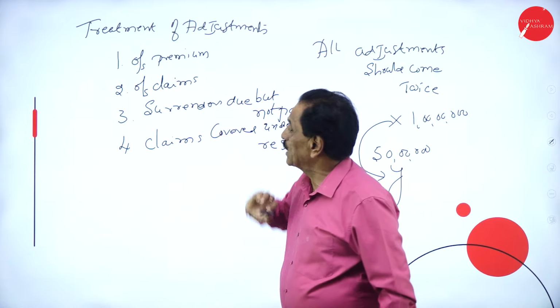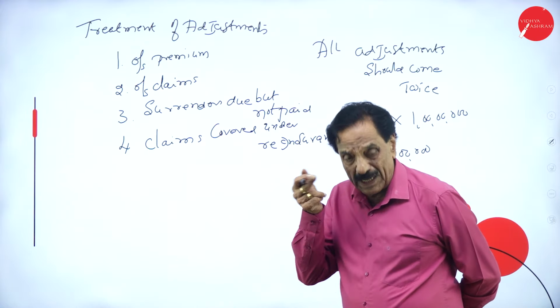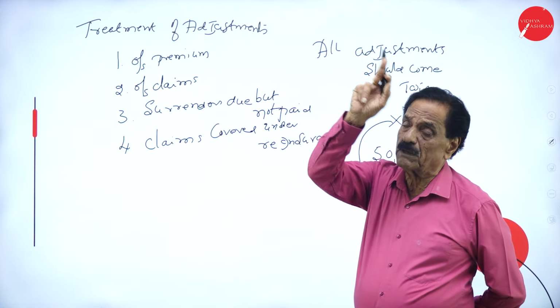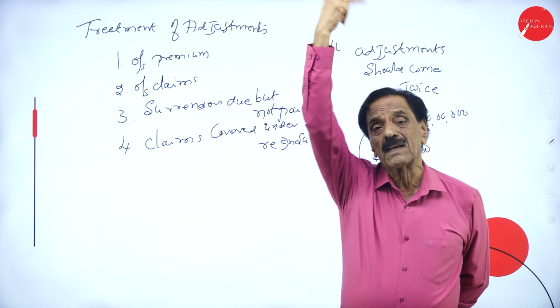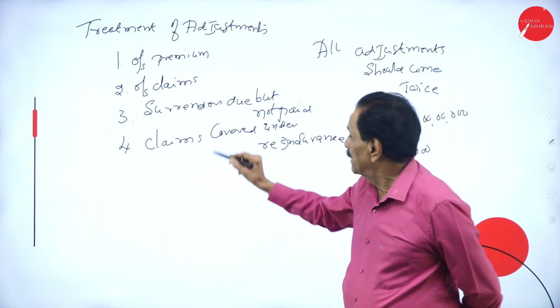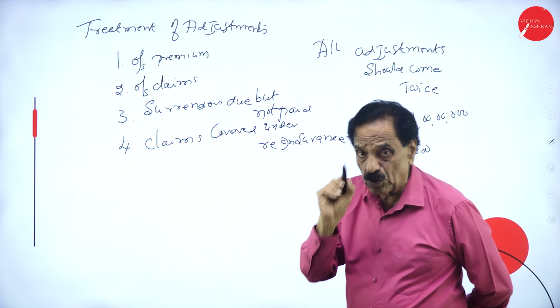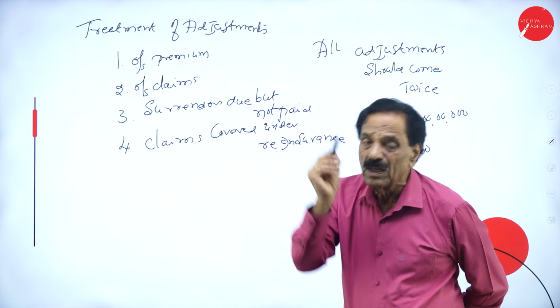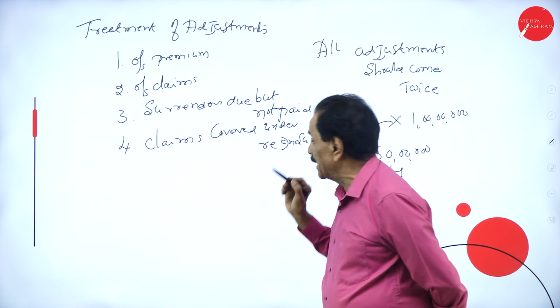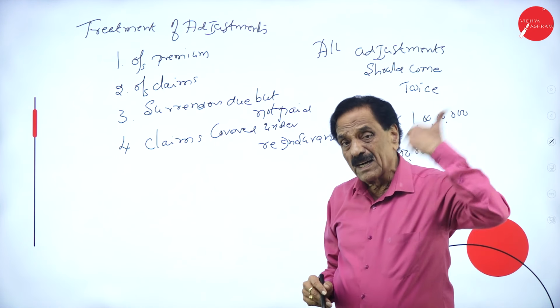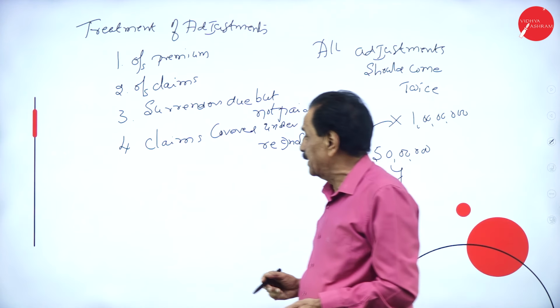So how to treat outstanding premium? It should be added to premium, and it is on the asset side of the balance sheet. Outstanding claim should be added to claim on the liability side of the balance sheet. Surrender due but not paid, add to surrender in the schedule number 4, then liability side of the balance sheet. Claims covered under reinsurance are deducted from claim and go on the asset side of the balance sheet.